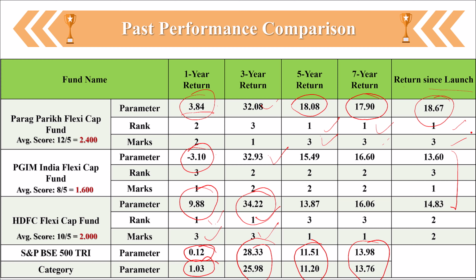For the past performance comparison, we have assigned a 40% weightage. So we will calculate 40% of this. 40% of this comes out to be 0.96 for Parag Parikh, and for the PGIM it comes out to be 0.64, and for the HDFC it comes out to be 0.8. These are the weighted average marks.